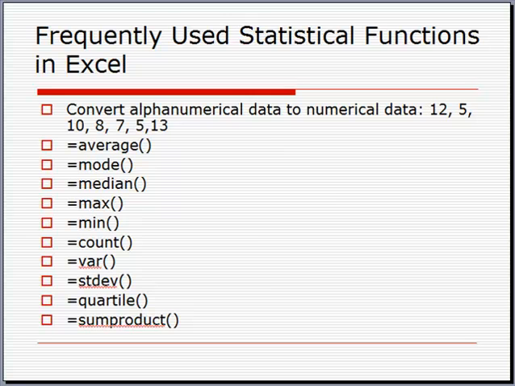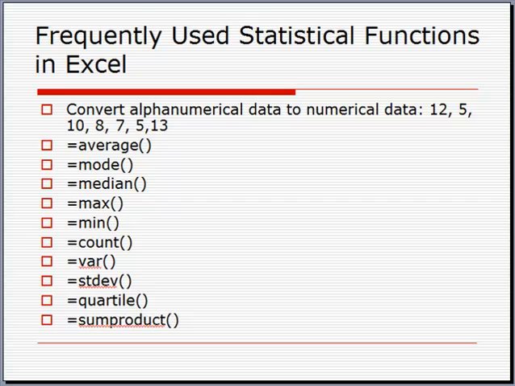Now, this podcast is to record frequently used statistical functions in Excel. Excel has many built-in statistical functions that can be used in elementary statistics. The first function we use is average. Average is a function to find out the mean of data.